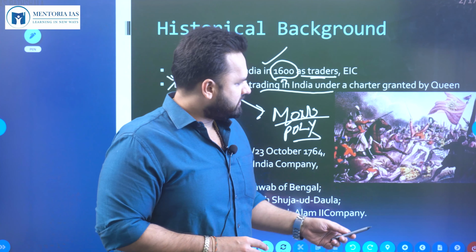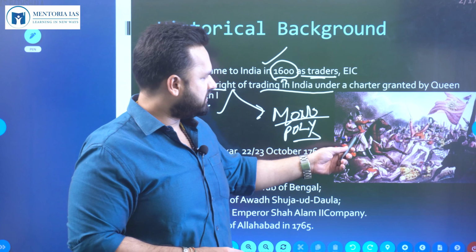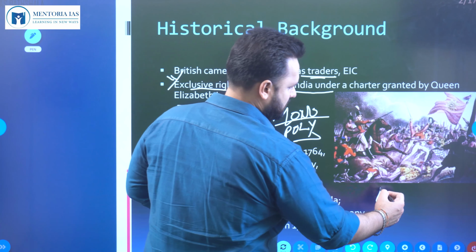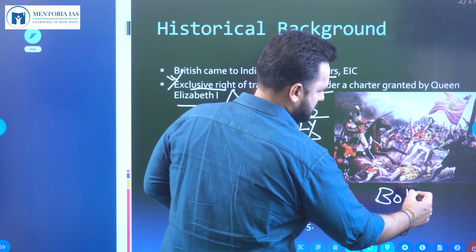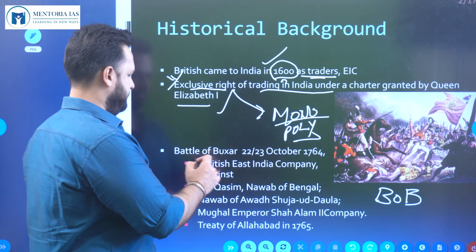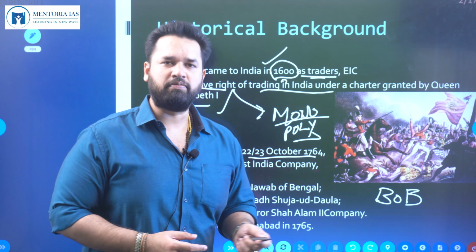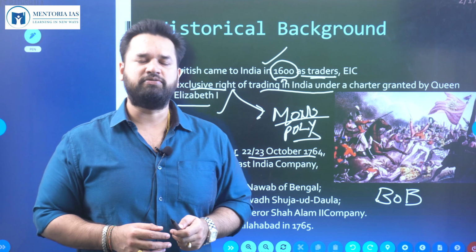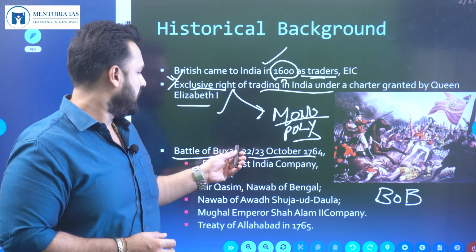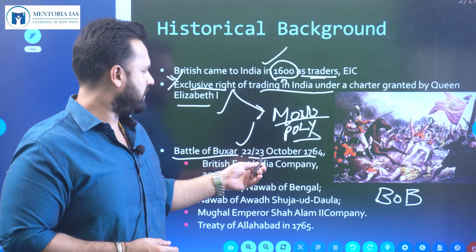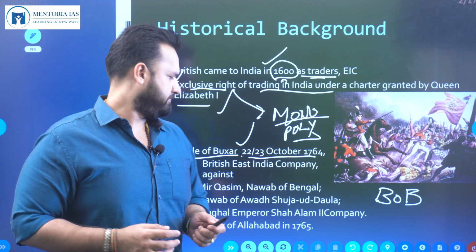Okay, let's see here. This is a battle, right? Britishers are fighting against native Indians. So this is the Battle of Buxar. It was fought in the year 1764 after the Battle of Plassey. When was the Battle of Plassey fought? In 1757. The Battle of Buxar was fought in 1764, on October 22nd or 23rd, on a rainy day.